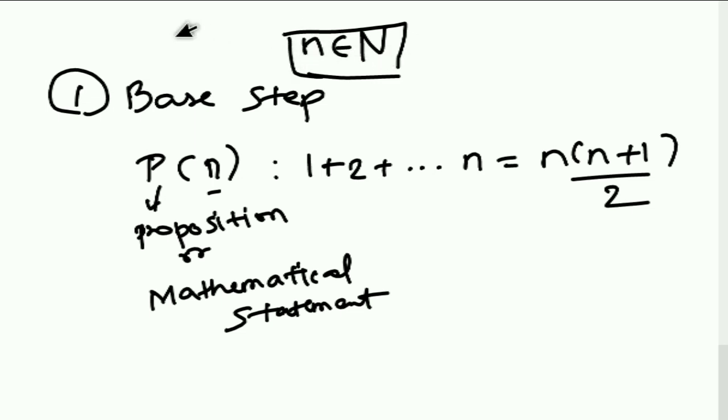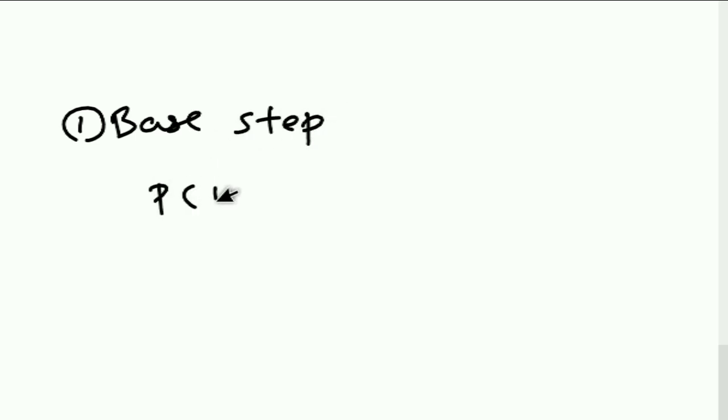You know what a natural number is: it starts from 1 and goes till infinity, which you learned in previous classes. So how can we prove this by induction? Induction first has a base step. In the base step we consider that P of 1 is always true.